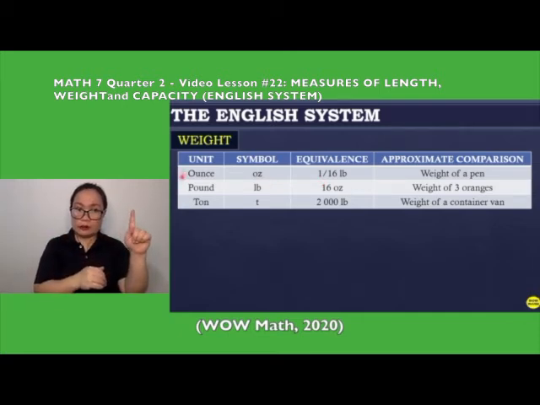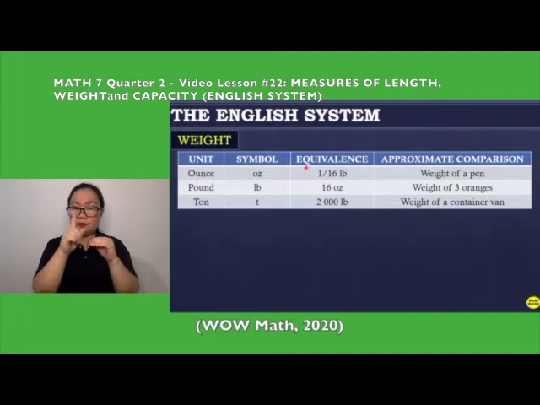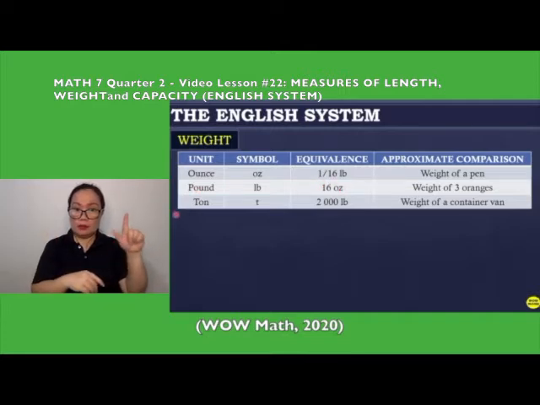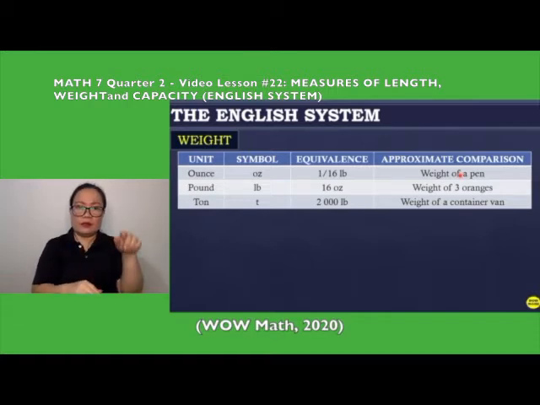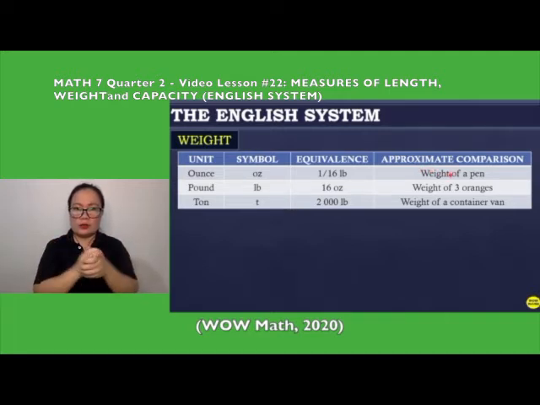For every 1 ounce, that is 1 over 16 pounds. For every 1 pound, that is equivalent to 16 ounce. And then for every 1 ton, that is equivalent to 2,000 pounds. Okay? So, approximation, gano'n nga ba kabigat itong 1 ounce? That is just the weight of the pen. So, pag meron kang hawak na ball pen, that is 1 ounce. Okay? So, this is just approximation na para lang ma-visualize natin gaano kabigat itong mga to.